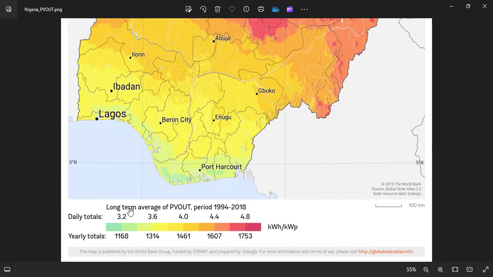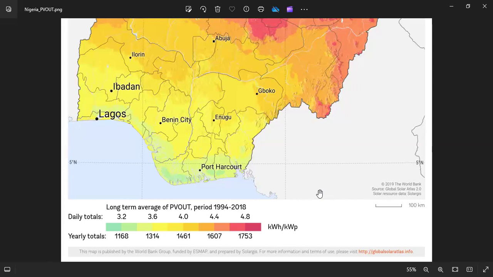So if you look at it, the long-term average of PV output period is from 1994. They were taking this reading for these places. Are you with me? From 1994 to 2018, and this is the result they got. So you see, this is actually a long time, which means the result will be accurate. You understand? It will be very, very accurate.